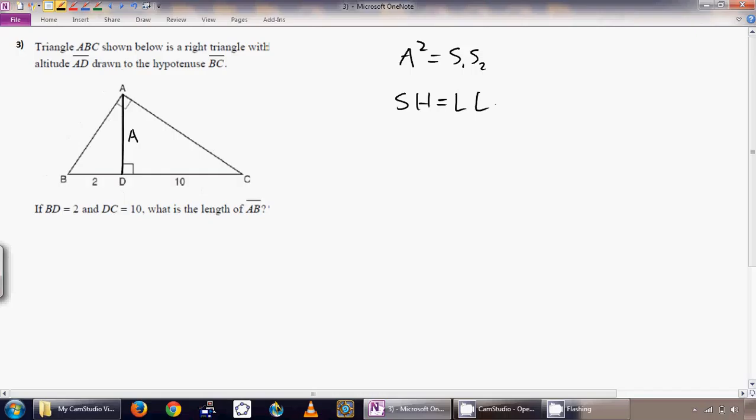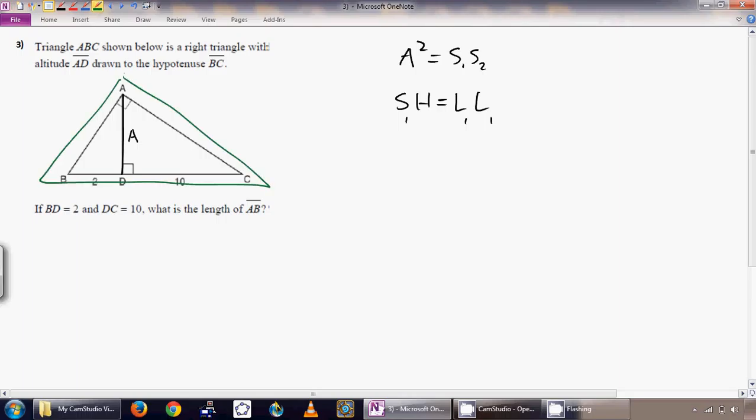I'm going to leave the shell blank. It's either going to be shell 1 or shell 2. So I need to label my diagram in order to do this problem, and we always start with the big right triangle.